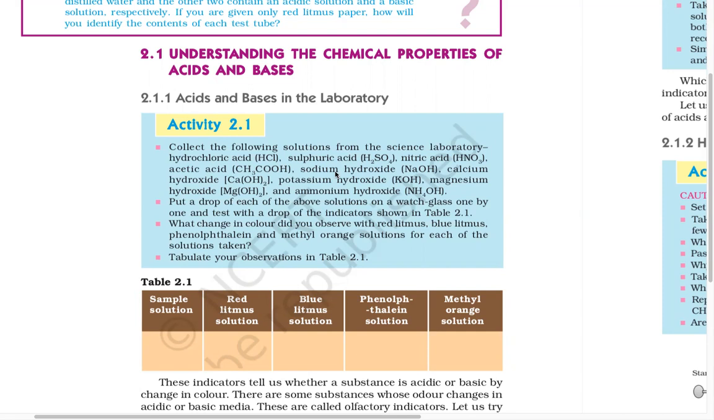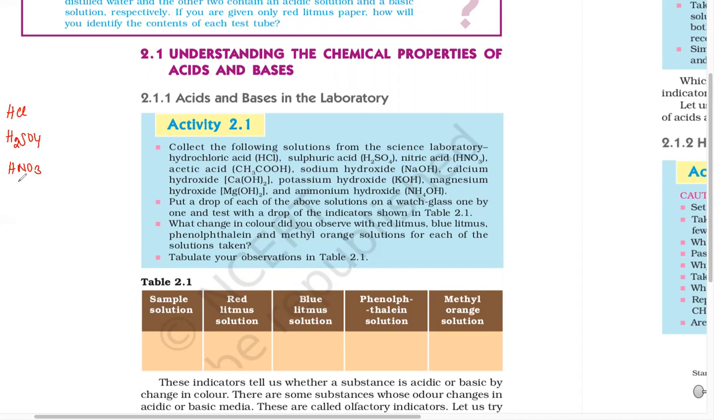So here the samples are: first one is HCl, hydrochloric acid. So write down here HCl, and then H2SO4, and then HNO3. HNO3 is nitric acid.